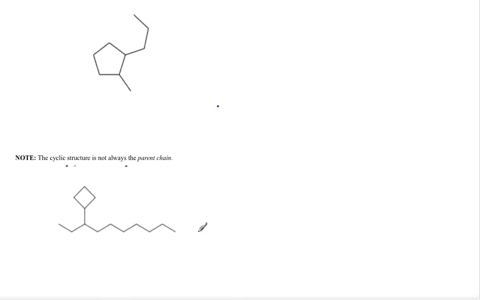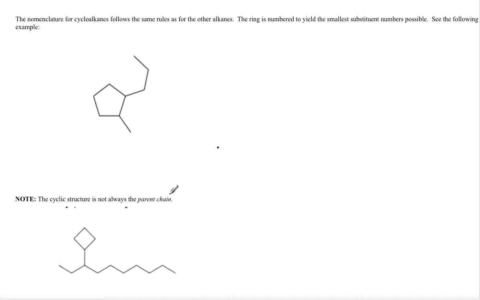When you look at this molecule, immediately you can see that this chain is much longer than the number of carbons in this ring. So in this case, the longer chain is going to be the parent of the molecule. And we'll discuss how to name that in a moment.